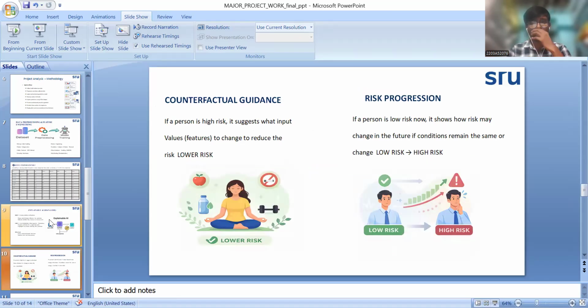Next, as I mentioned, counterfactual guidance and risk progression. If a person is at high risk, it suggests what input to change to reduce it to lower risk. And coming to risk progression, if a person is at low risk now, it shows how risk may change in future if conditions remain the same or change.